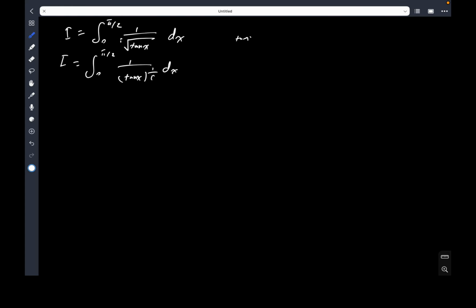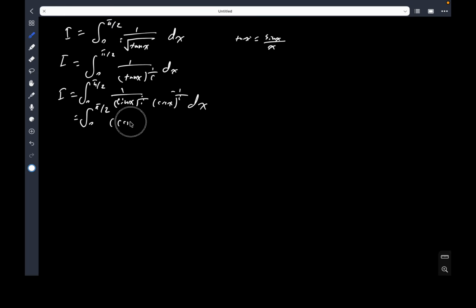And if I use the identity tan x equals sine x divided by cosine x, I'm going to get the integral from 0 to pi over 2 of 1 over sine x to the power of 1 over i, cosine x to the power of negative 1 over i dx. So this is the form that I'm going to have here. Now I can move them up. If I move them up outside, I'm going to have cosine x to the power of 1 over i times sine x to the power of negative 1 over i dx.